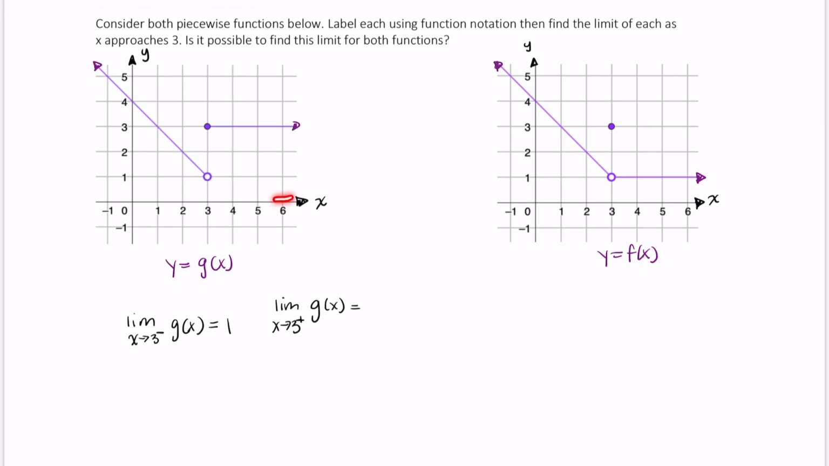Well, from this direction, notice that the outputs here, as you move x along here, are staying constant. They're staying at 3. Now, you'll see more about this soon, but this number and this number do not match. So we cannot find the limit for this function when x equals 3.